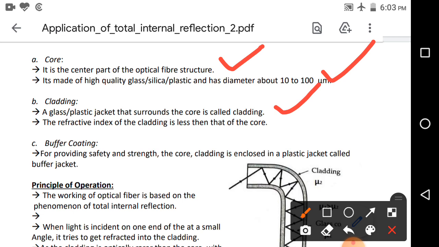Then buffer coating for providing safety. It is made for providing safety and strength to the core and cladding. Okay, it surrounds the core and cladding, or the internal structure of the optical fiber, and provides strength and safety to the core.